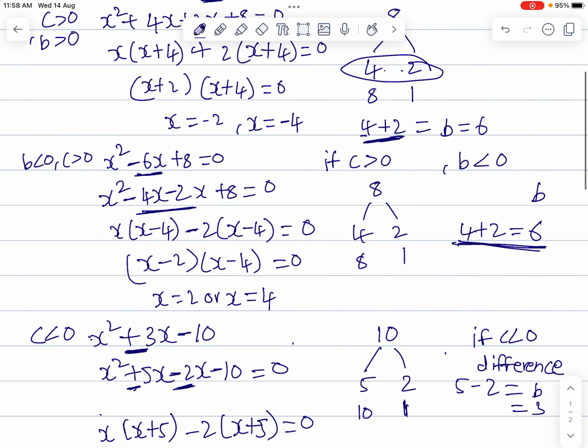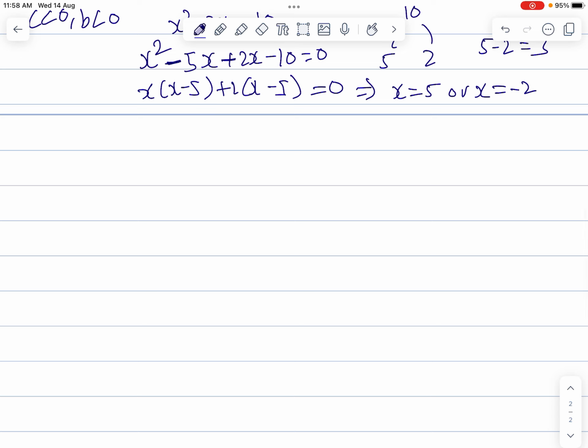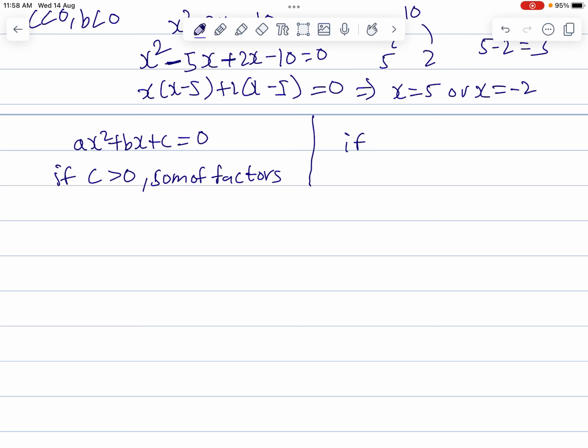So now I am taking the summary of the whole solving of a quadratic equation. So ax square plus bx plus c equal to 0. If c is greater than 0, we should go for sum of factors. If c is less than 0, we should go for difference of factors. So just remember that, difference of factors, and assuming a is greater than 0 by default.